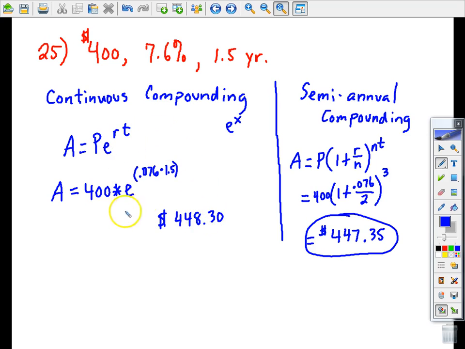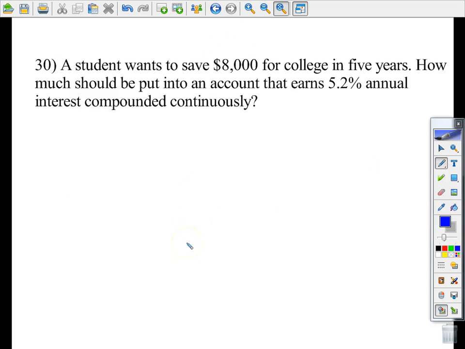How much more will depend on the number of years, the interest rate, but especially the number of years that we're compounding. So it is a little bit more, and I just wanted you to see in certain cases the comparison between continuous compounding versus a more traditional way of compounding. Okay, I thought I'd help you out with this number 30 because it's a little different than what we looked at in class. We have this student that wants to save $8,000.